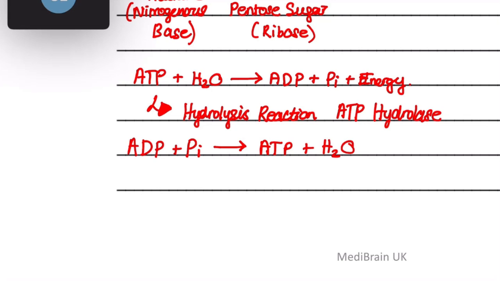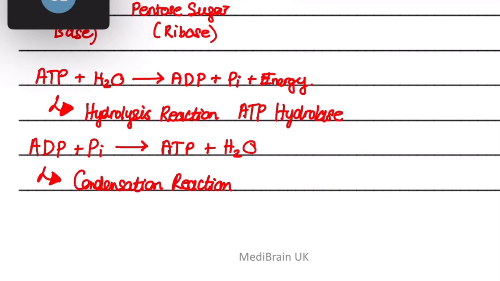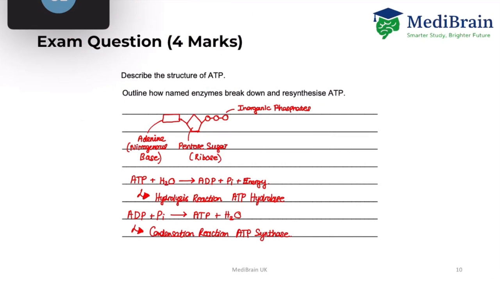Remember that because water is being produced, this is a condensation reaction. And what's the enzyme that's being used to reform the ATP? We are synthesizing ATP, so the enzyme which is used is ATP synthase. And that's how I would answer this question.